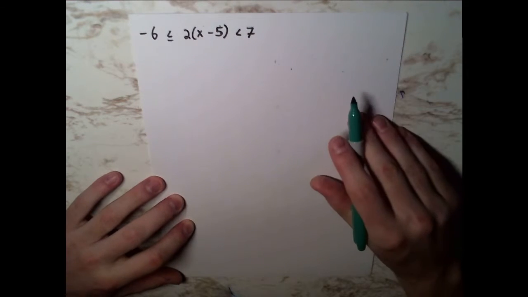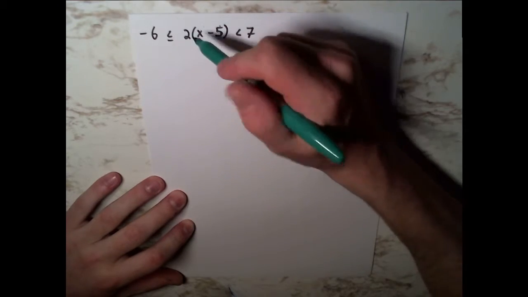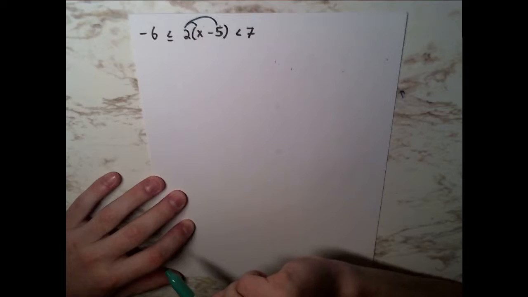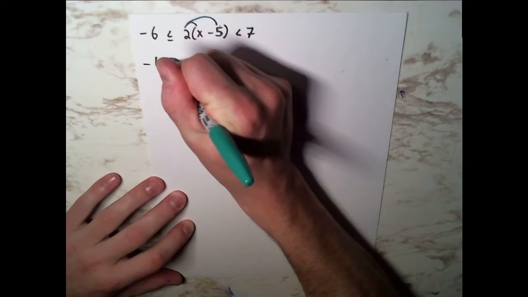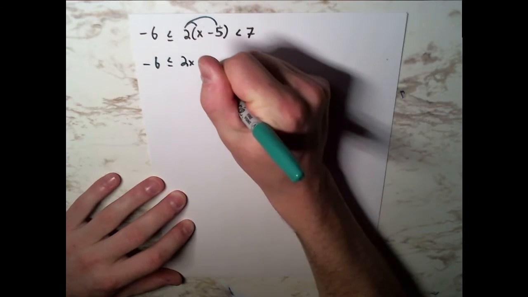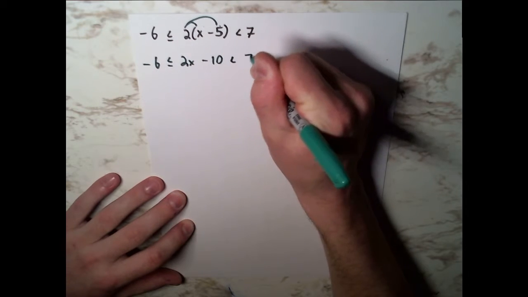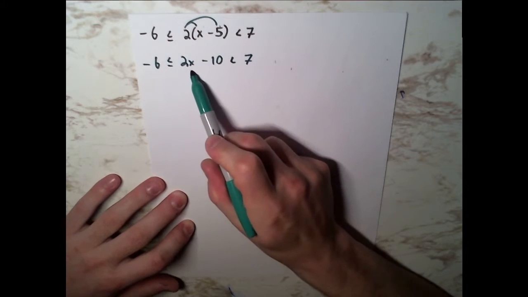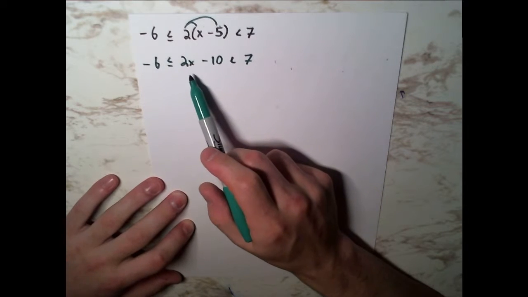So the first thing that we want to do is get rid of this multiplication here. So distribute our 2 in there. So we have negative 6 less than or equal to 2x minus 10 less than 7. So we just got rid of that multiplication there. And we want to get x all by itself.